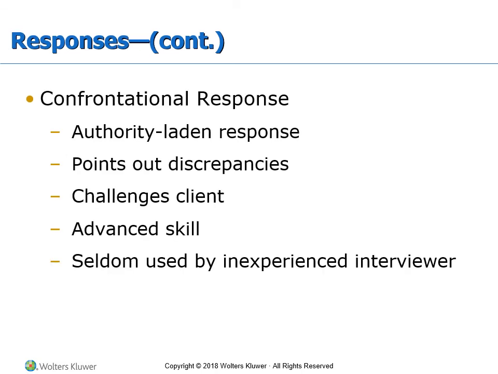Now the next several responses are more of an advanced skill set and you just have to be careful. You have your confrontational response, which is difficult but healthy. This is an authority-laden response. Usually this is when you point out something like cognitive dissonance or a discrepancy, where the client says something is important to them, but they've failed to act repeatedly. You're challenging the client, but this is an advanced skill and needs to be used very carefully. The book notes it's seldom used by an inexperienced interviewer, as this is going to be uncomfortable, and it also has to have a very specific purpose, such as looking at the stages of change, or why somebody is failing to maintain or start a change, but again, it needs to be used very carefully.